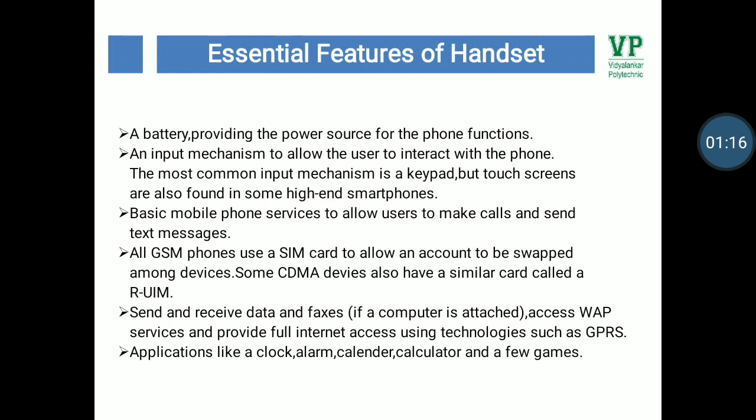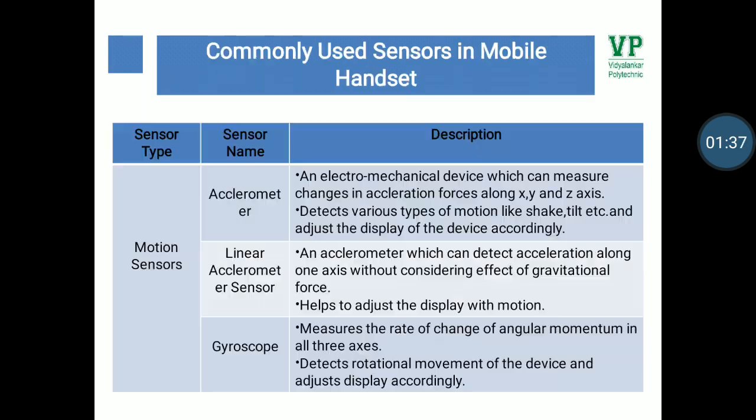Send and receive data and faxes if a computer is attached. Access web services and provide full internet access using technologies such as GPRS. Applications like a clock, alarm, calendar, calculator, and a few games. Now we will learn commonly used sensors in mobile handset.